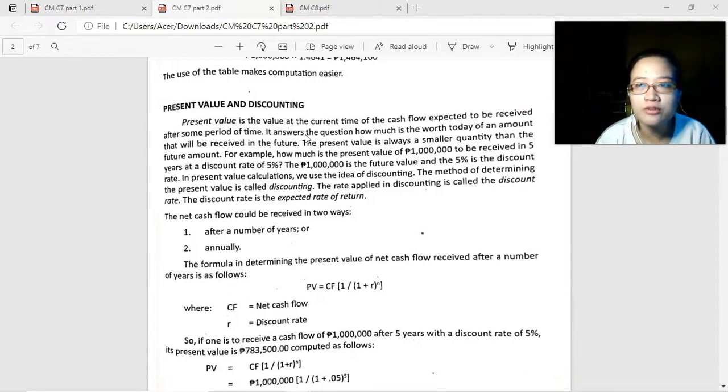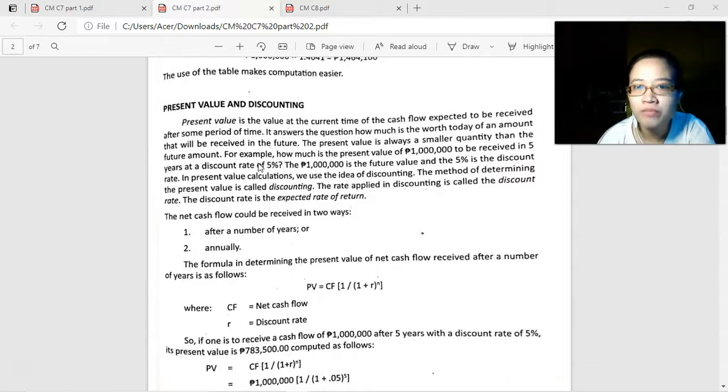So normally, yung present value is mas mataas compared to the value in the future kung same amount lang. Okay? Pero kung ito ay, of course, investment and nag-earn ng interest, so definitely yung future value is mas mataas kaysa sa present value. Okay? The present value is always smaller in quantity than the future amount since we're talking about investments here that earn interest.